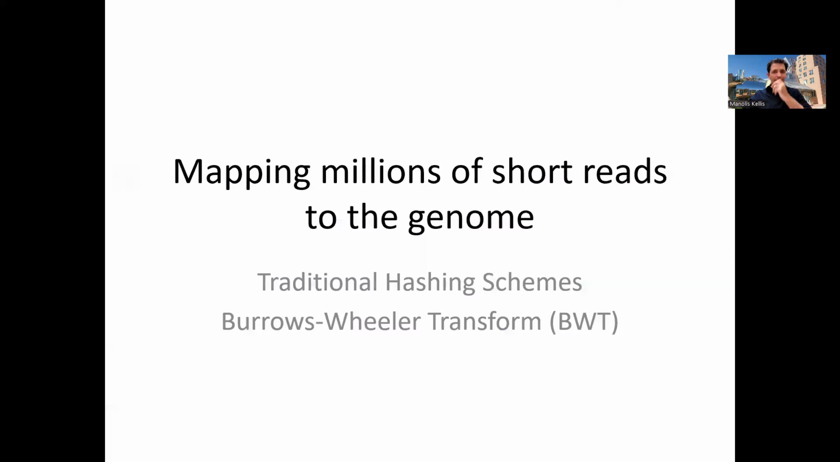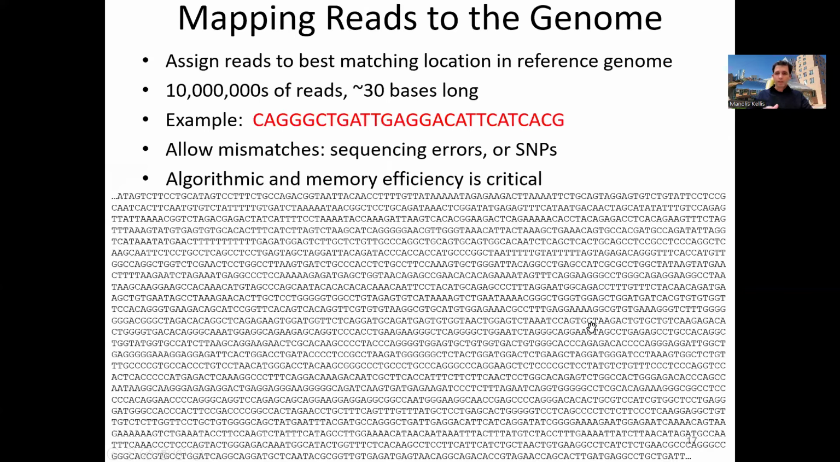So how do we map millions of short reads to the genome? We're going to look at traditional hashing schemes and then the Burrows-Wheeler transform that was implemented into bowtie, which of course has BWT. All right, quick exercise to the reader. Just map CA, GGG, TC, etc. here. Who finds it first? Raise your hands.